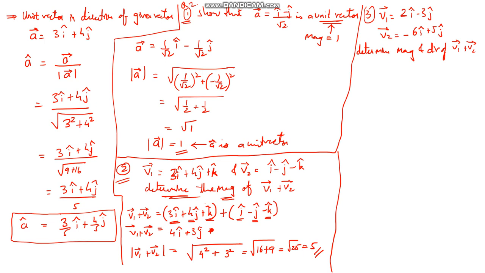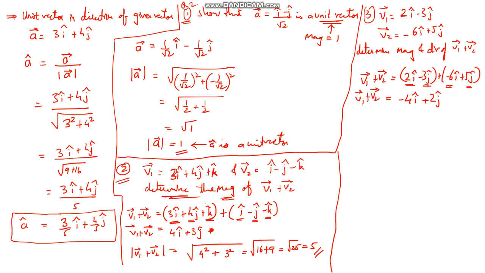Similarly, let us check another sum. This is also almost the same. So again we'll add up v1 plus v2, right? So v1 is 2i minus 3j. We have to add this with minus 6i plus 5j. So this will give me plus 2 and minus 6, which gives minus 4i. Minus 3 plus 5 will be plus 2j, right? So this is vector v1 plus v2.